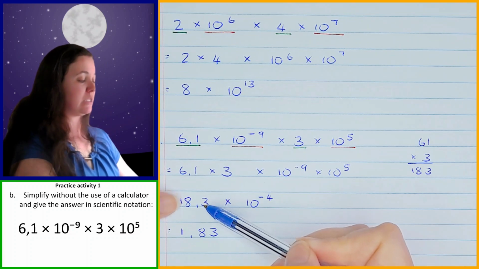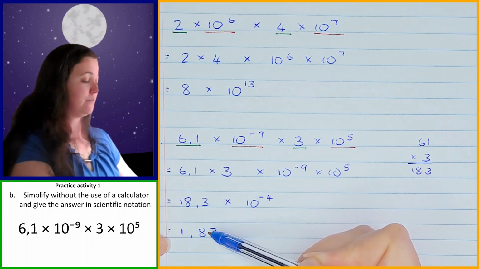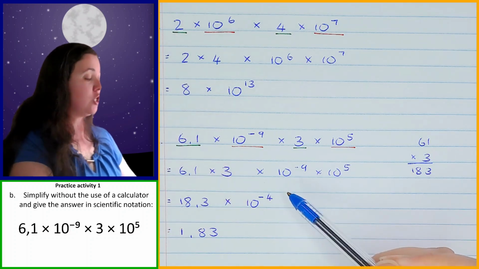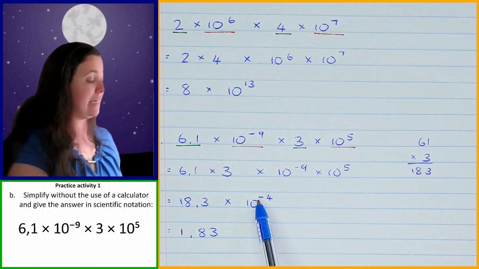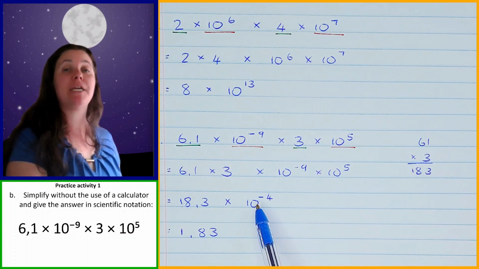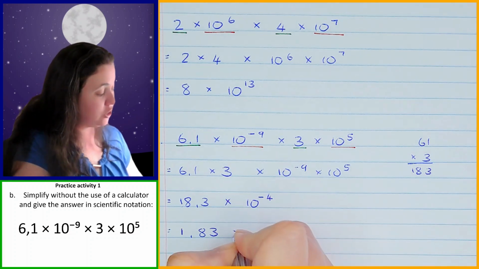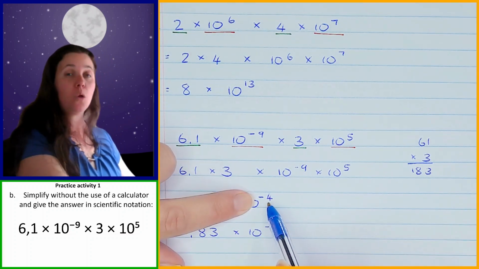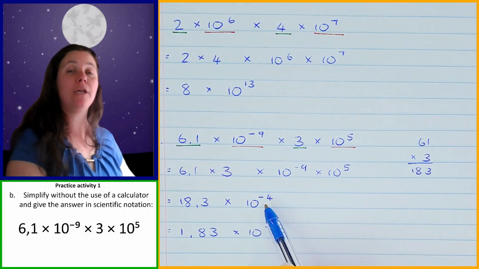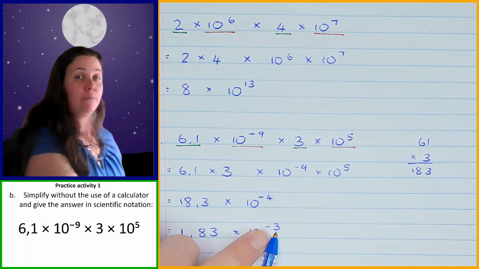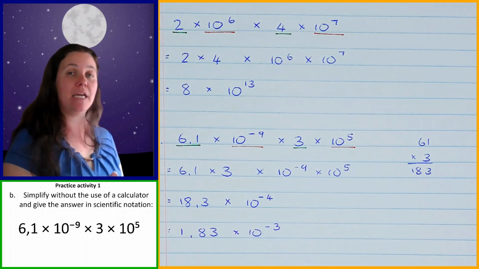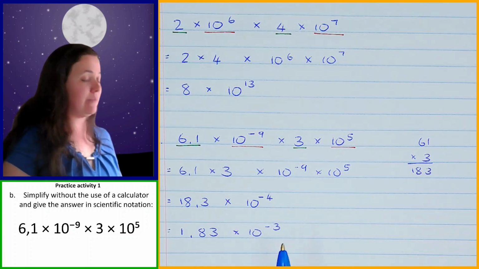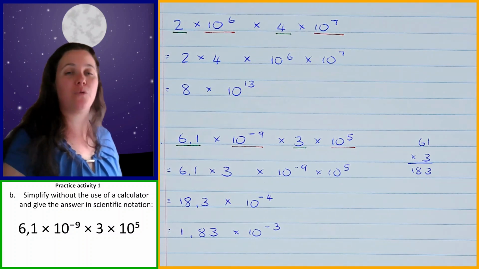But because I made this one smaller by dividing by 10, I need to do the opposite here. So I'm going to be multiplying by 10. So when I multiply by 10, because this is a negative exponent, it's going to increase and change to 10 to the power of negative 3. You need to be careful when you've got a negative exponent. When you increase it, it actually looks like it's getting smaller, but it's actually getting bigger. Okay, negative 3 is greater than negative 4. So over here, 1.83 times 10 to the power of negative 3. That's what you should have got for question B.